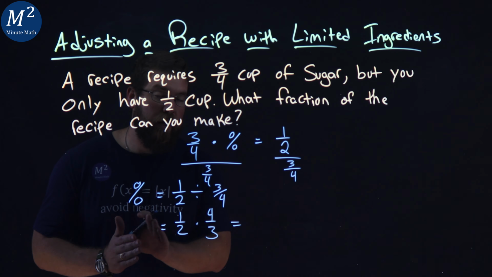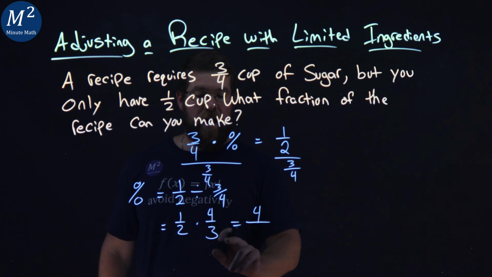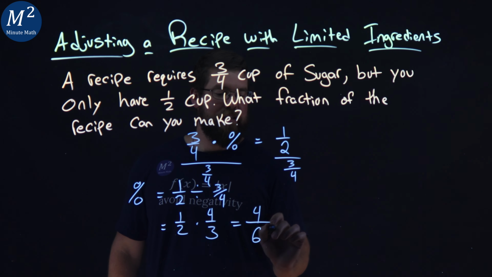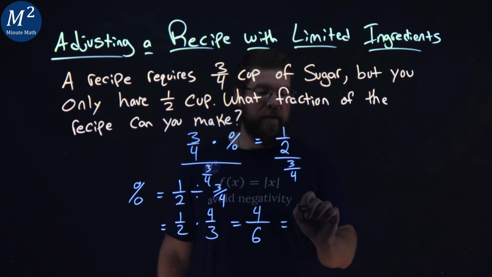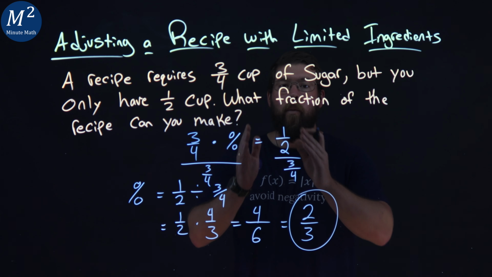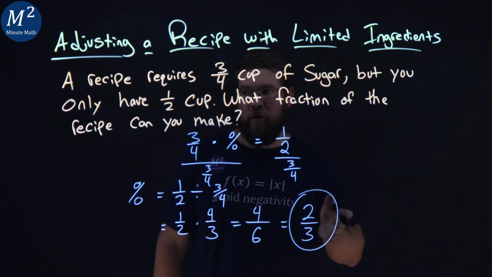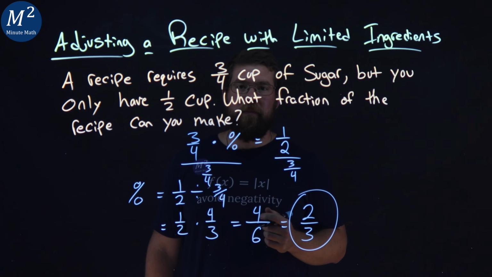And now we can multiply across the numerator. 1 times 4 is 4. Across the denominator, 2 times 3 is 6. And this simplifies to be 2/3. And so what fraction of the recipe can we make? We can make 2/3 of the recipe.